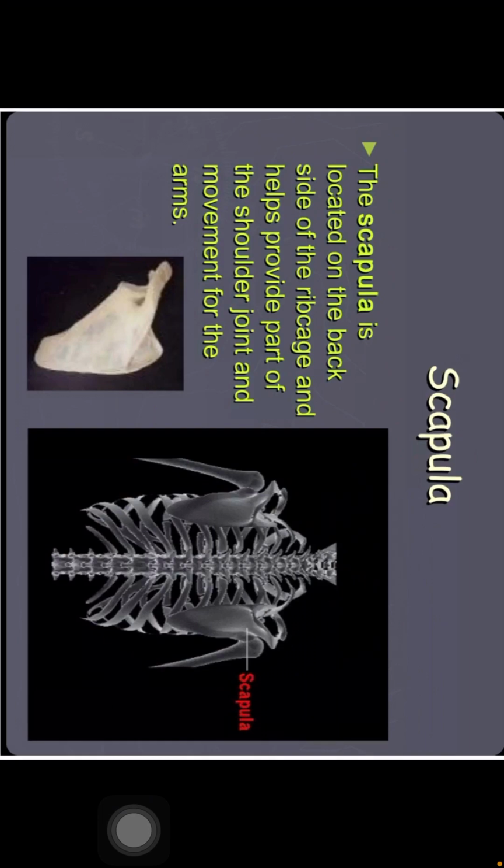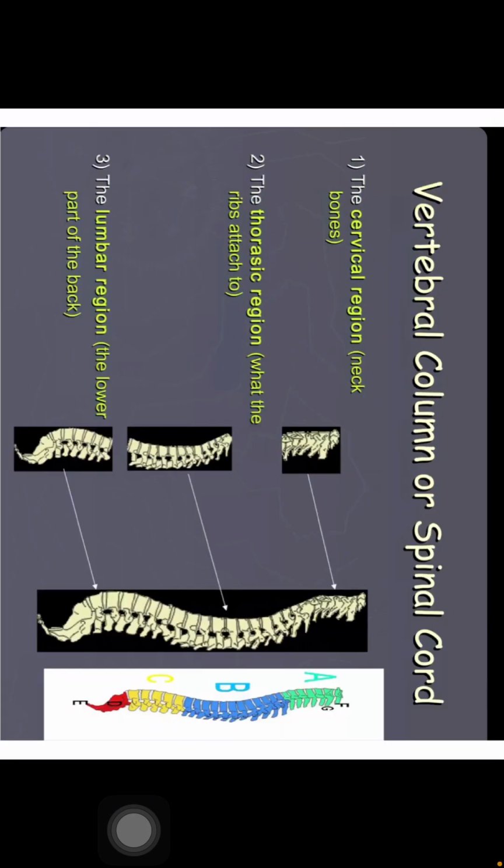So, the scapula or shoulder blade is a large triangular-shaped bone that lies in the upper back. The scapula is located on the back side of the rib cage. And next is the vertebral column or spinal cord. Number 1, the cervical region: the neck bones.